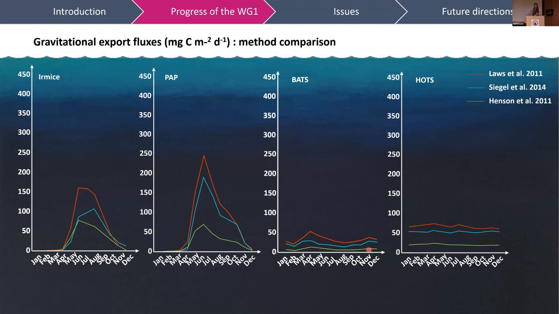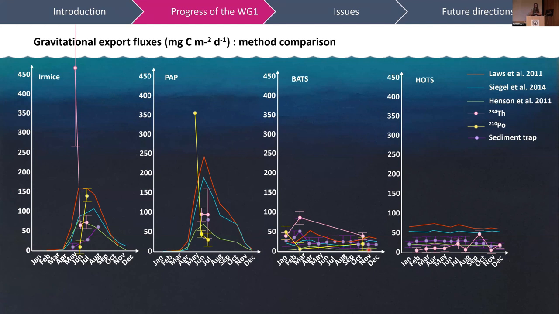On this graph, you can see a comparison of the monthly time series obtained from 3 models. So these are Lowe et al. 2011, Siegel et al. 2014, and Hansen et al. 2011 models. They are all globally following the same tendency.